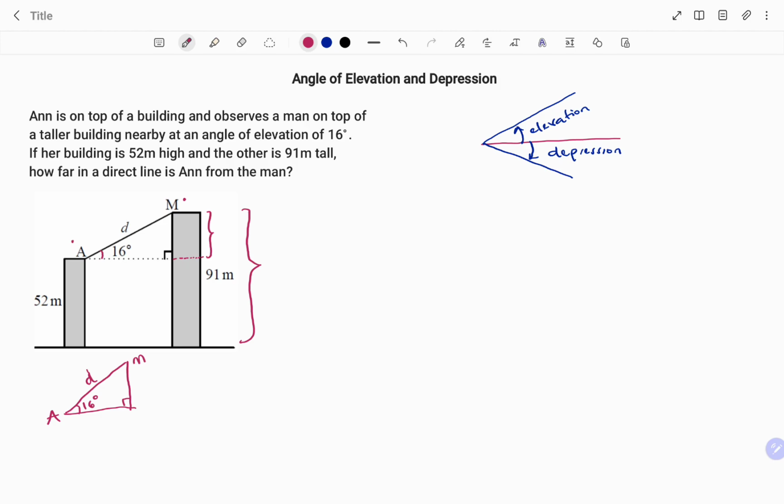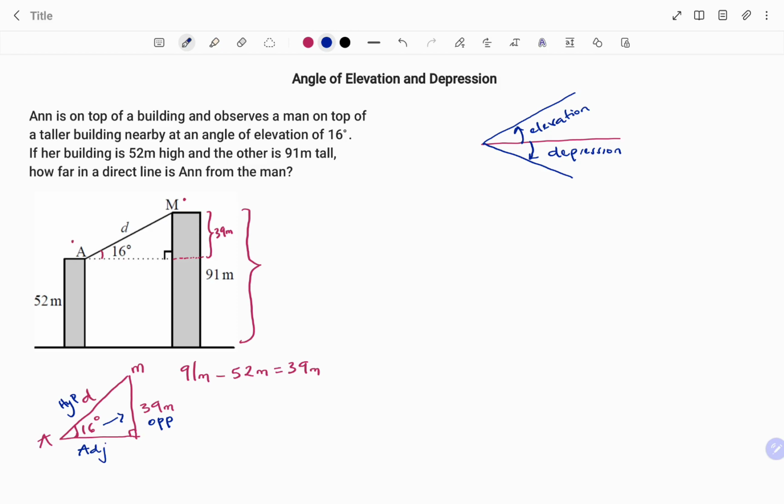To find the remaining distance, we're going to subtract the height of Anne from the man's. That is, we have 91 meters minus 52 meters, and that will give us 39 meters. So this is 39, and we have 39 meters here. Therefore, to know the trig ratio to apply, we need to tag all the sides of our triangle. The side facing the angle, as shown, will be our opposite. The longest side is the hypotenuse, and the last side will be our adjacent.